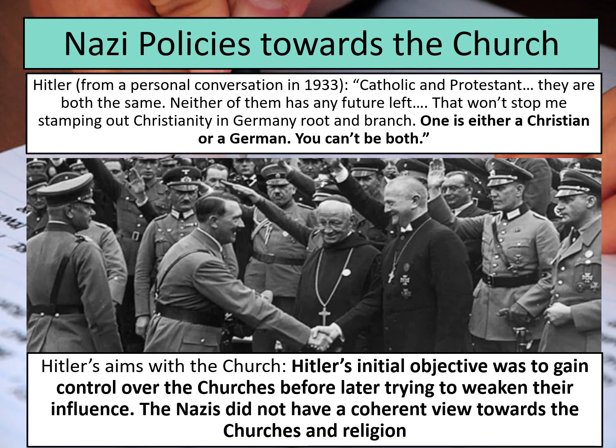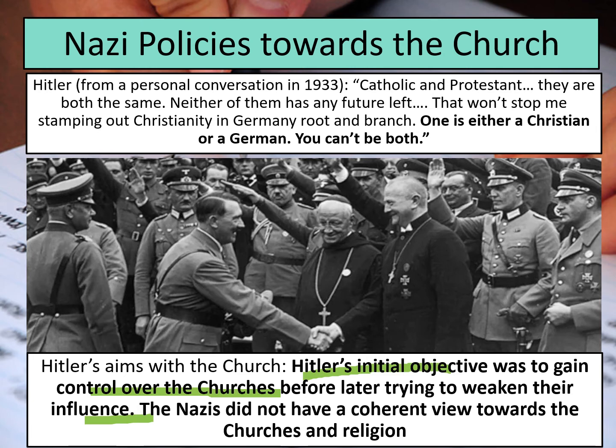So Hitler's aim when it came to the church was to try and control them, in part of trying to create this people's community and trying to coordinate the different groups as part of Gleichschaltung. The church was obviously a crucial part of that. So he wants to gain control over the churches, and then later on weaken their influence. But he doesn't know exactly how to do that because he's got to think about trying to change these views that have been embedded in the German people for so long.